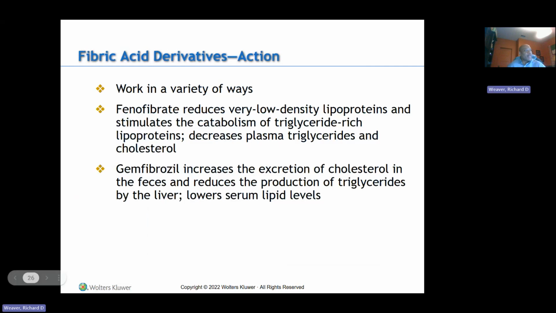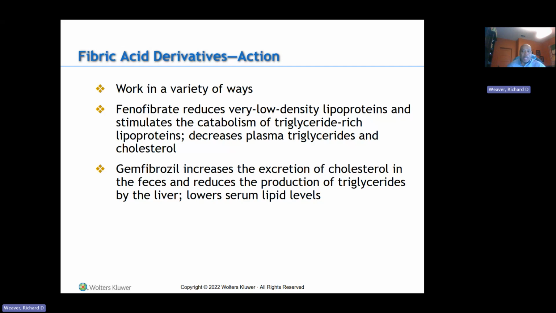So now we have, I think this is the third one, the fibric acid derivatives in terms of its actions. These are known as fibrates. This is the third group of anti-hyperlipidemic drugs, and these work in a variety of ways.